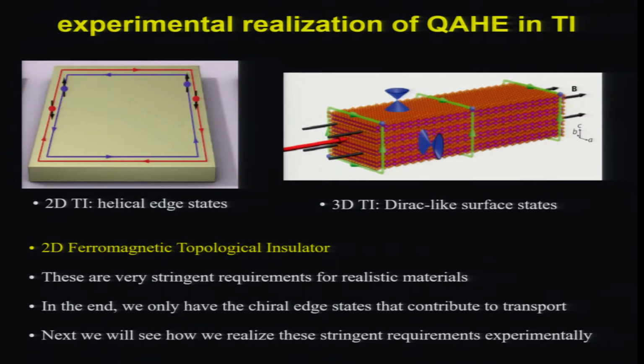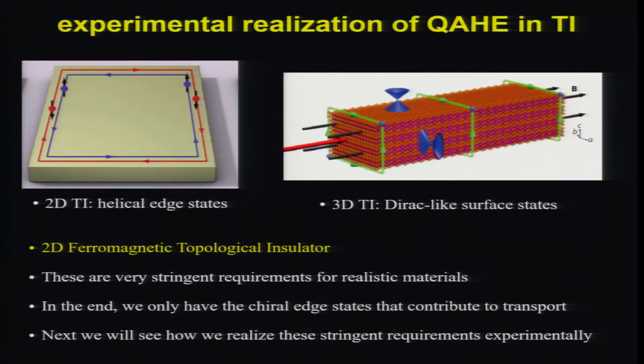Or we can start from the 3D topological insulator, which has this Dirac-like surface state, and make it very thin. When we make it ferromagnetic and insulating in the bulk, we will also have a chiral edge state at the sample boundary, which will give you the quantum anomalous Hall effect. So in the end, we will need a two-dimensional ferromagnetic topological insulator.